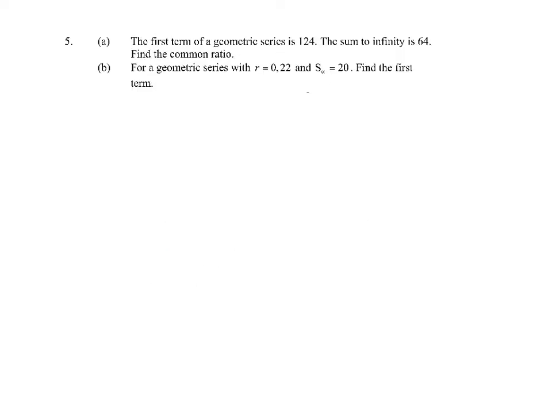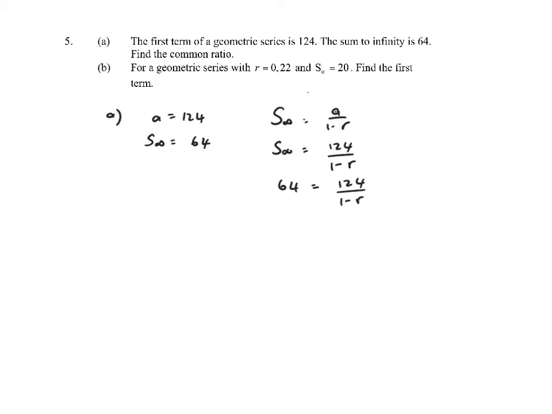All right. Question 5a. The first term of a geometric series is 124, so a is equal to 124. The sum of an infinite number of terms is equal to 64. Find the common ratio. You know the sum of an infinite number of terms is a over 1 minus the ratio. You've got a, which is equal to 124, over 1 minus the ratio. We don't know what the ratio is, but we do know what the sum is. It's 64. So 124 divided by 1 minus r is equal to 64.